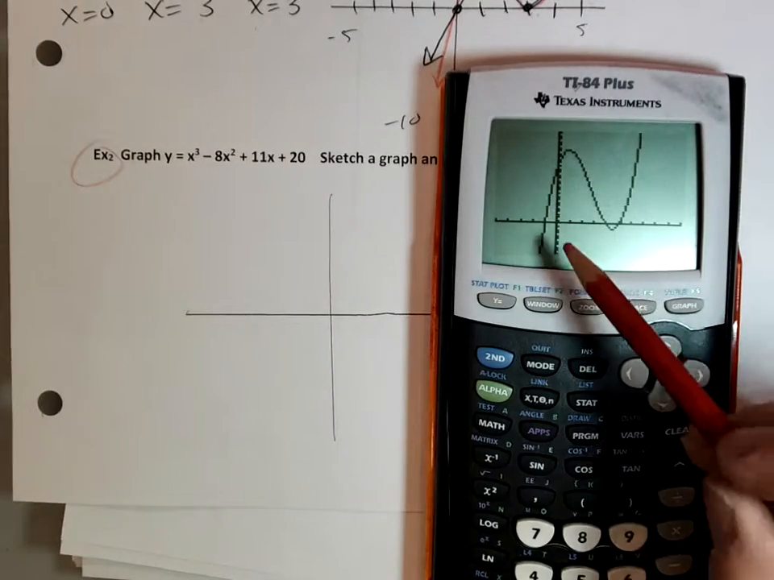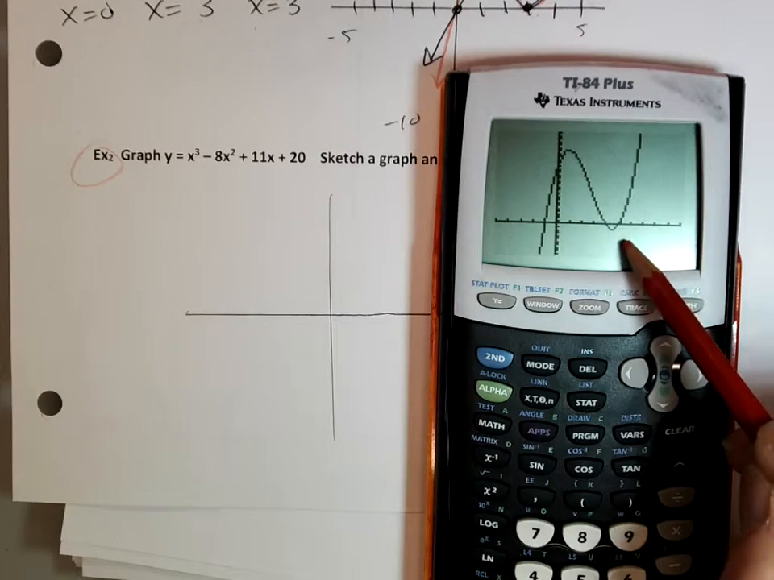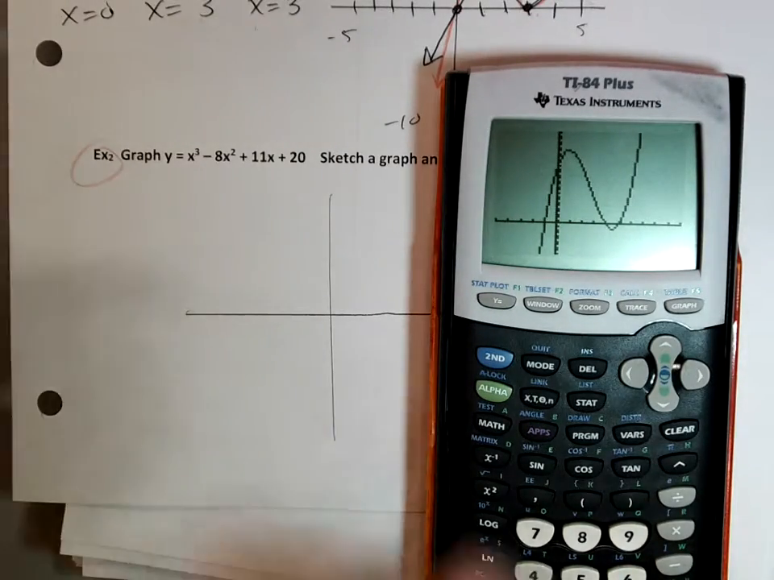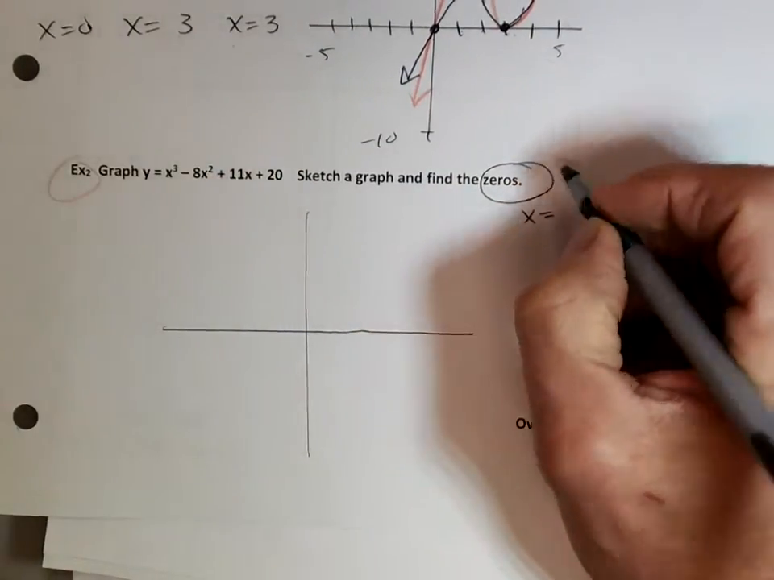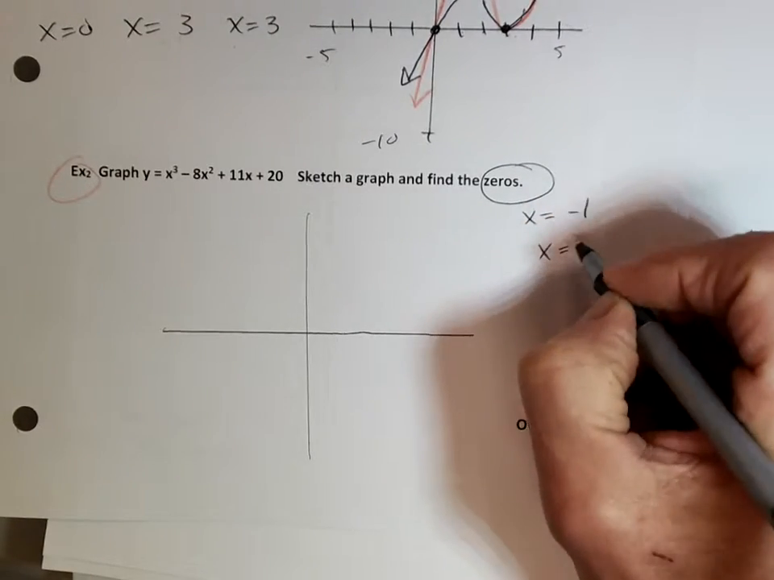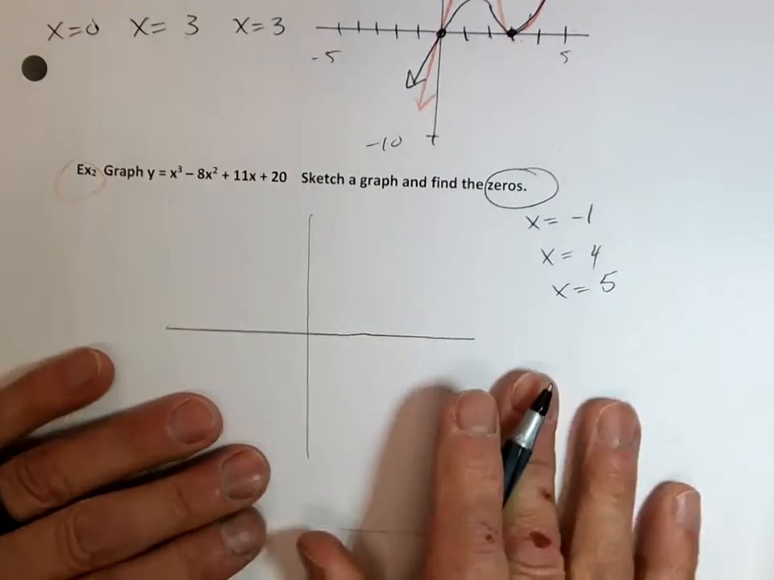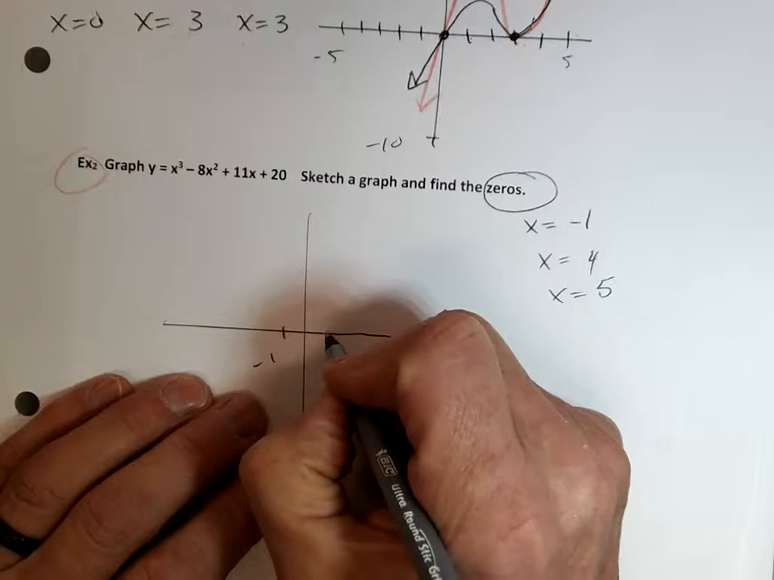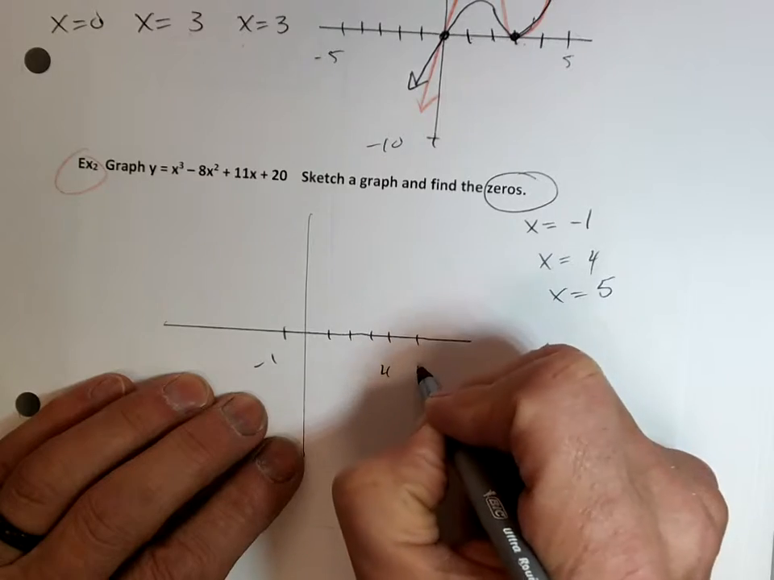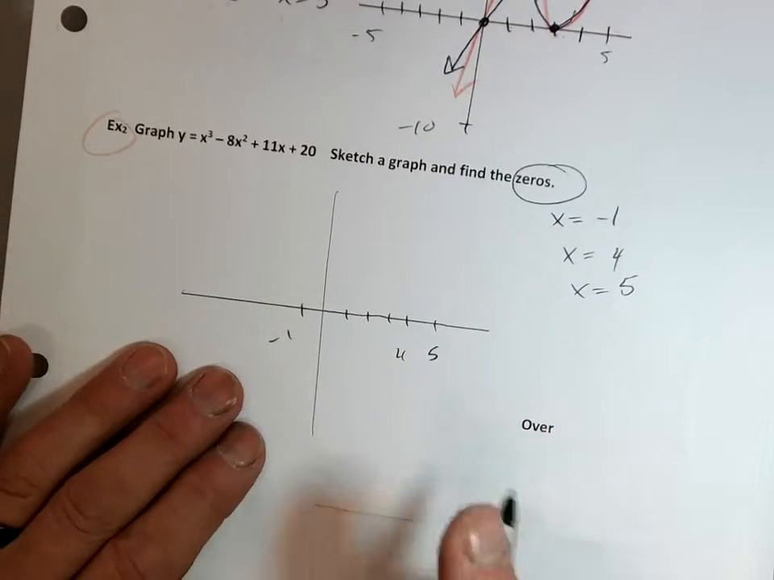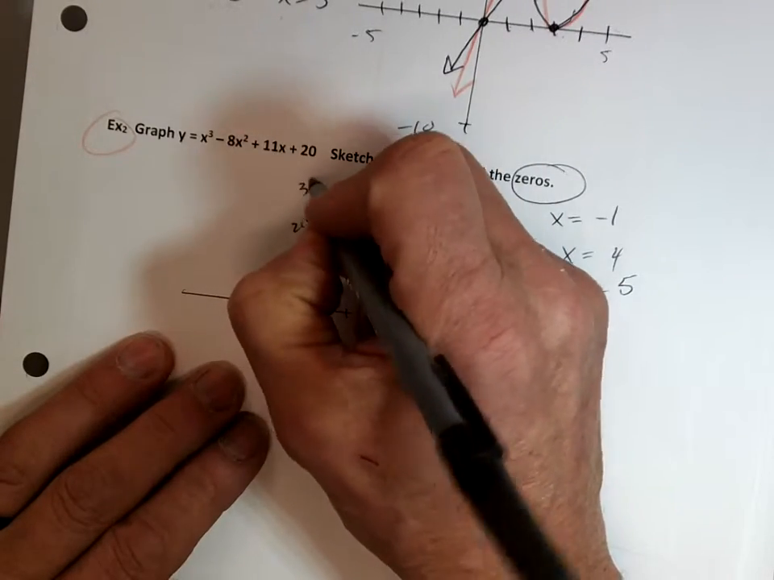Now, where are my zeros? My zeros are at -1, 4, and 5. You guys see that? So my zeros are at x equals -1, x equals 4, and x equals 5, okay? So we can put that in. I'm going to mark -1, 1, 2, 3, 4, and 5 on the x-axis, and go all the way up to 10, 20, 30 on the y-axis.